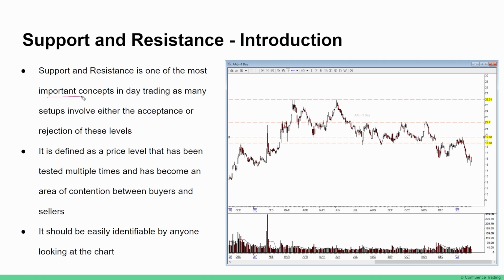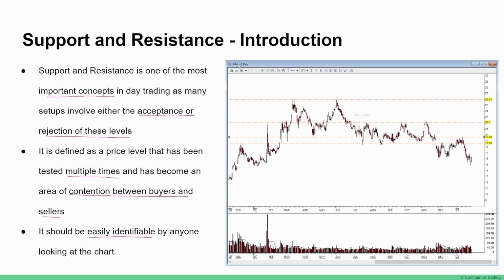The last topic that I want to cover today is an introduction to the idea of support and resistance. Support and resistance is one of the more important concepts in day trading because many trading setups or many strategies involve either the acceptance or the rejection of these levels, my system included. Support and resistance loosely can be defined as a price level that has been tested multiple times and has become an area of contention between buyers and sellers. I want to stress that support and resistance should be easily identifiable by anyone looking at the chart. If you're the only one drawing a line in a specific price location, then that line is useless because other people aren't paying attention to it.